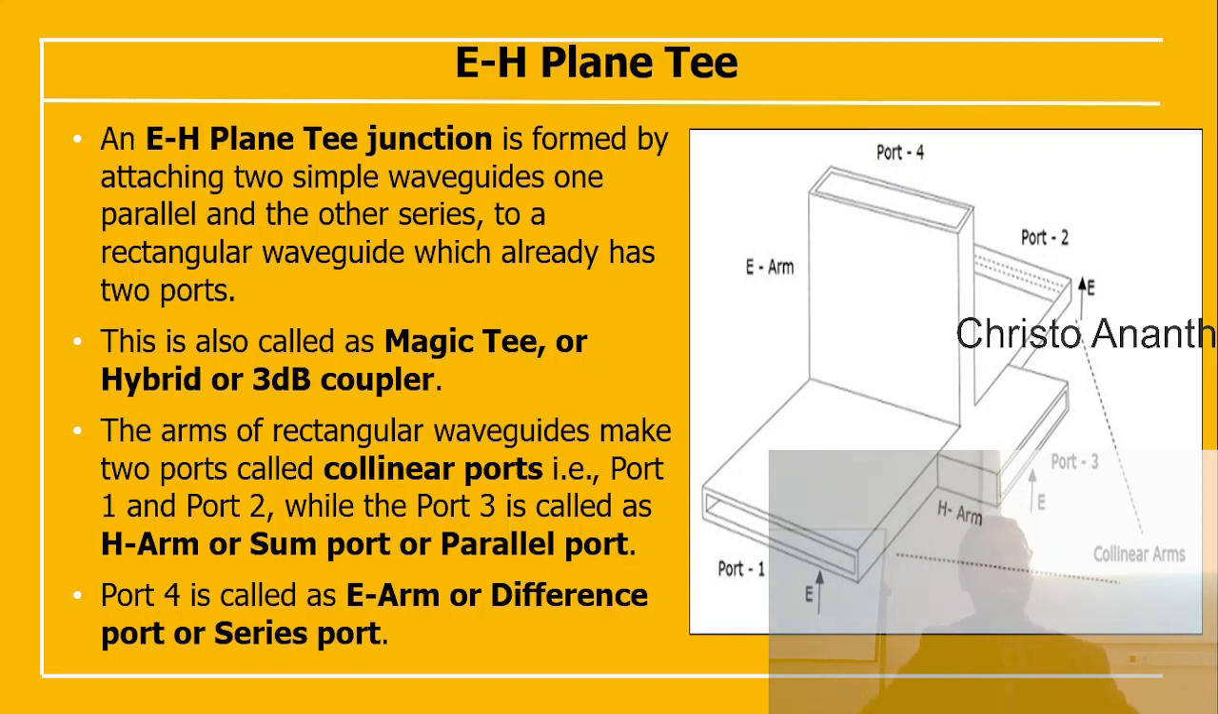The two ports, port 1 and port 2, are the collinear ports. Port 3, you can call the H arm, or the sum port, or the parallel port. And port 4, you can call the E arm, or the difference port, or the series port. So 1 and 2 are the collinear arms, 3 is the H arm, and 4 is the E arm. Port 3 is the sum port and port 4 is the difference port.